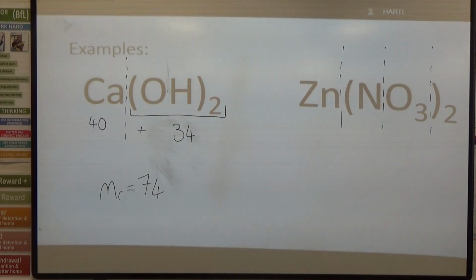Is it the top number? So the mass number is the bigger one out of the two. Yeah, always the bigger number when you're working out relative formula mass. Yeah, the clue's always in the name. Relative formula mass, just look at the bigger number.